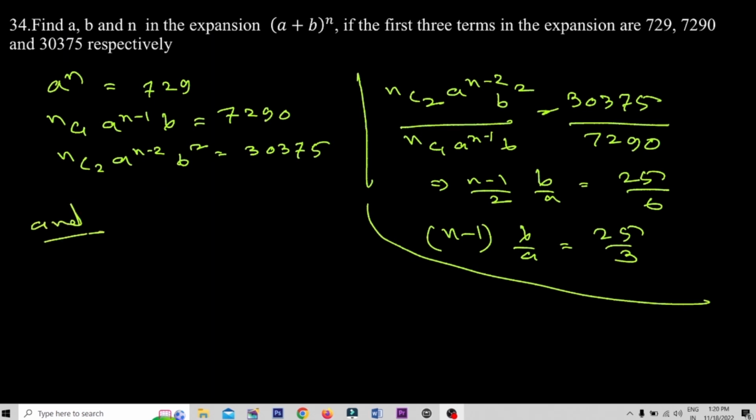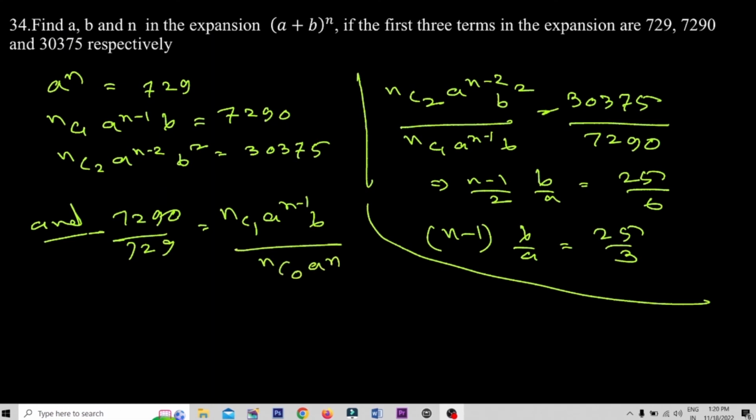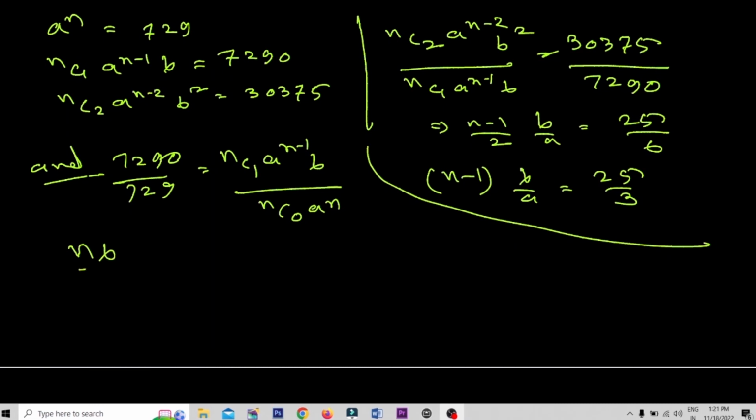If we divide the second equation by the first equation, it means 7290 by 729. It will be easier for us to calculate because they get directly cancelled. nC1 a to the power n minus 1 b divided by nC0 a to the power n. So in this case, nb by a equals 10.